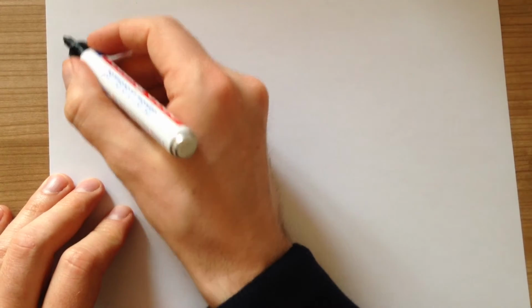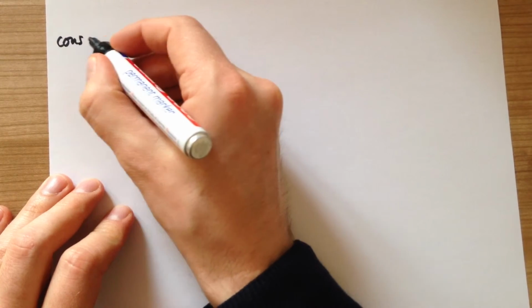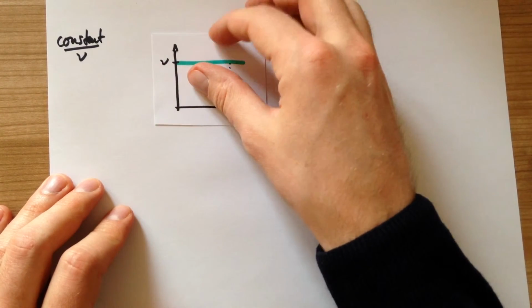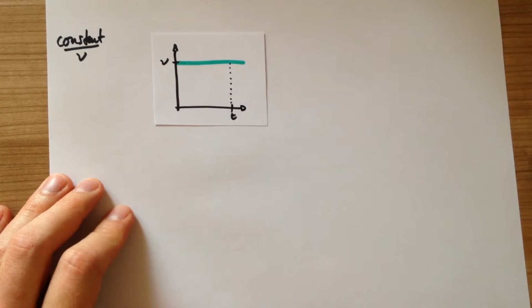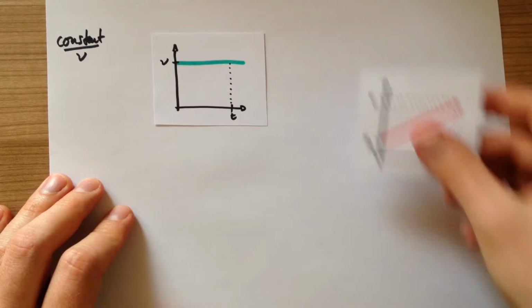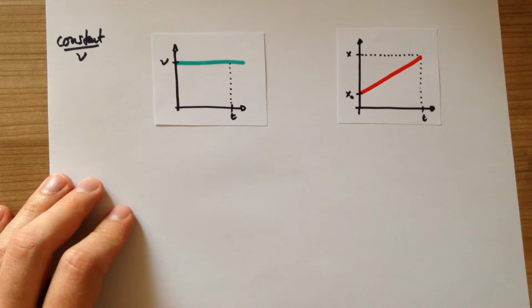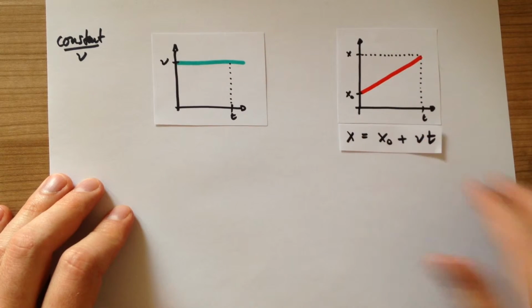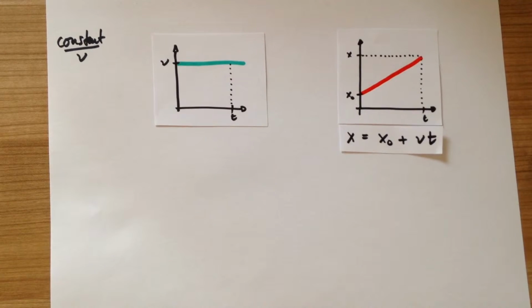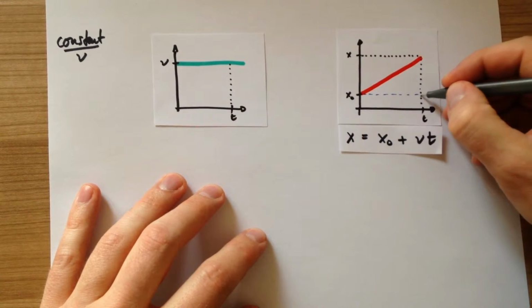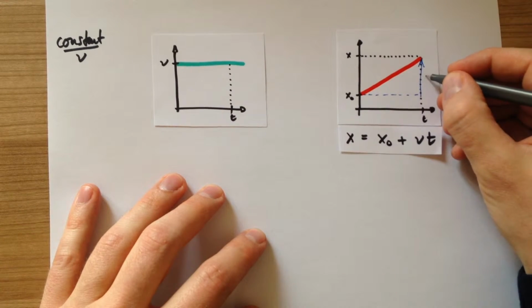So there are two cases handled in this lecture. The first case is the one of constant velocity where there is no acceleration. So the velocity stays the same all of the time, and thus the position changes linearly over time. So x equals initial position x0 plus whatever amount we have traveled, that is the product of the velocity v with time.